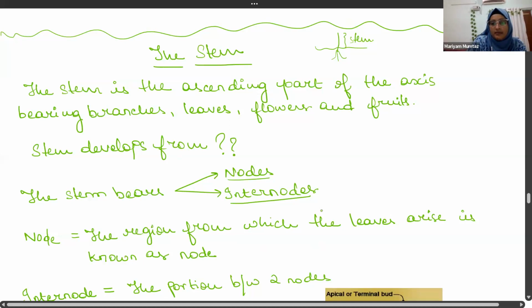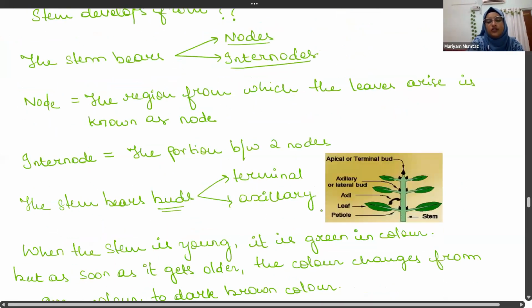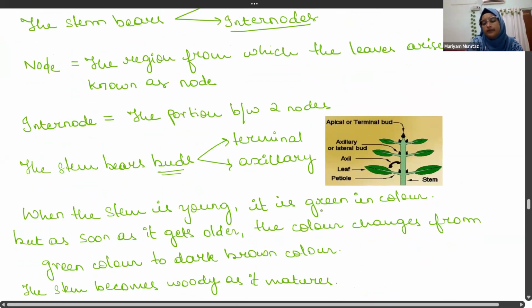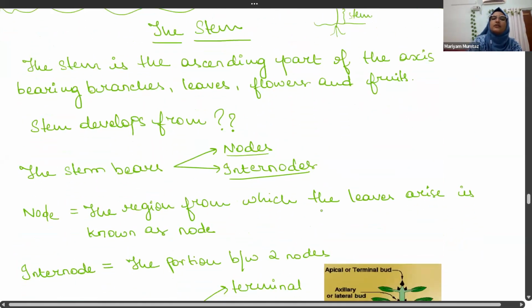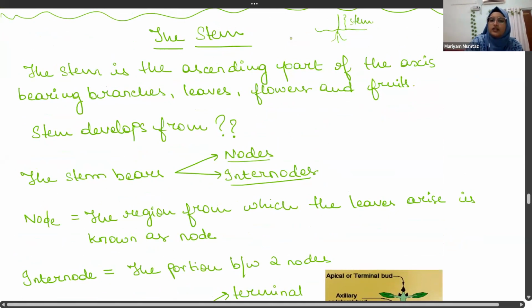Now, what does the stem bear? What all structures can you see on a stem? Leaves, branches, fruits and flowers, right? All of these things you can see on the stem. So it is the ascending part of the axis bearing branches, leaves, flowers and fruits.